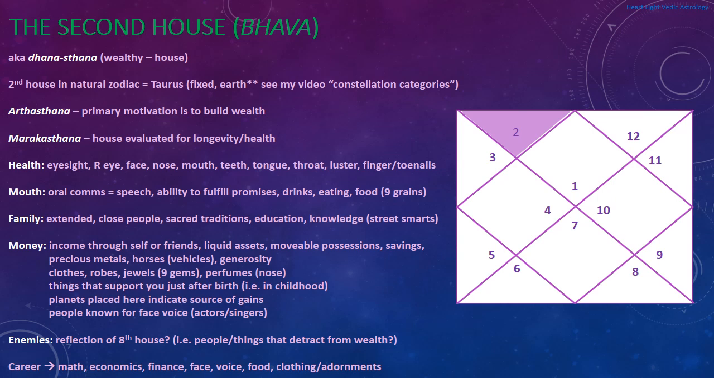The other big category associated with the second house is family. So this includes not just nuclear family, but extended family. So cousins, aunts, uncles, grandmothers, that sort of thing. And even people who are close to the native of the chart. So it might be friends who are like family, that sort of thing. And other things related to family, like sacred traditions, often sacred traditions are passed through families. Not always, but sometimes. And also education, but specifically education related to what you learn as a child?